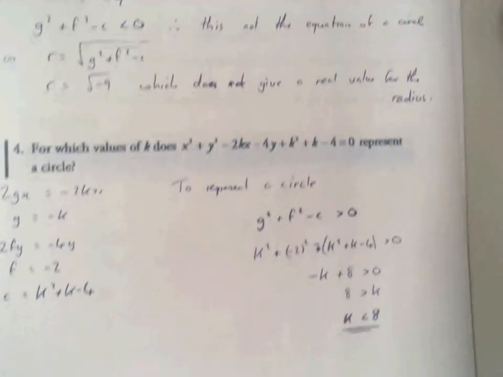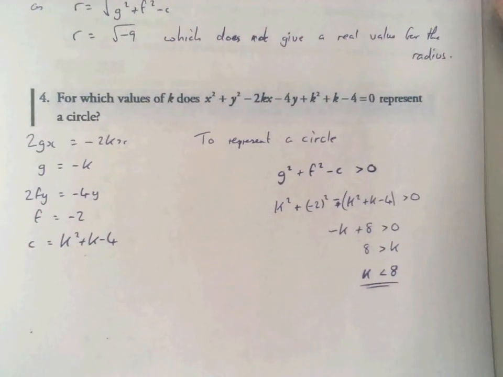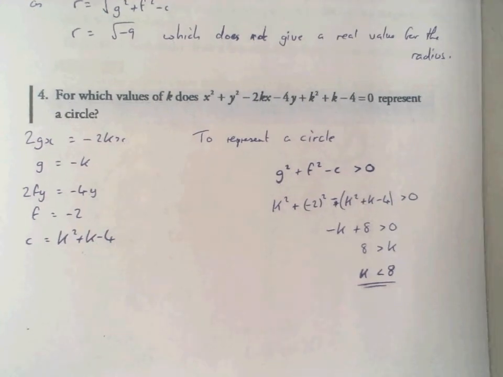Okay. Right, question number 4. For which values of k does this represent a circle? Okay, so let's work out g and f first of all. So again, compare this to x squared plus y squared plus 2gx plus 2fy plus c equals 0. So we end up with g equal to negative k, f equal to negative 2, and my value of c is k squared plus k minus 4. So that's a starting point.